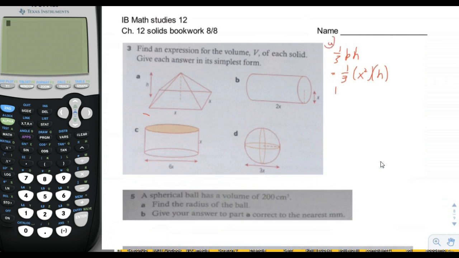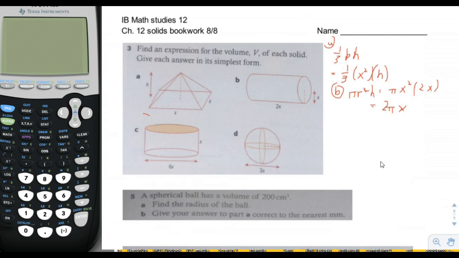Now for B, it's a cylinder, so it would be pi r squared times the height. So it would be pi times r, which is x, squared, times the height, which is 2x. So we'll put 2 pi x cubed for B.